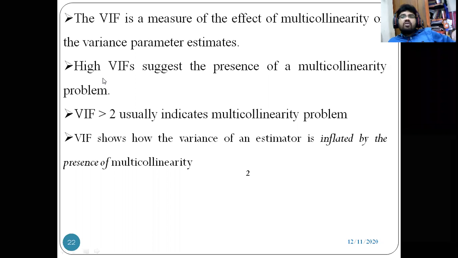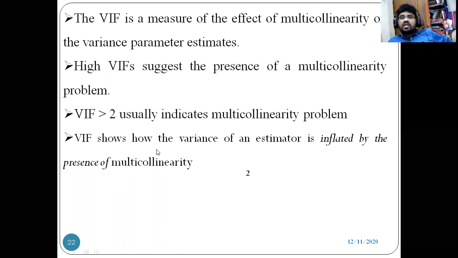Then if you find a high VIF, it suggests the presence of multicollinearity. When you get high VIF values, you may conclude that there is a high multicollinearity problem. Generally, if the VIF value is more than 2, it usually indicates a multicollinearity problem. If you get more than 5 or more than 10, it indicates a serious multicollinearity problem.